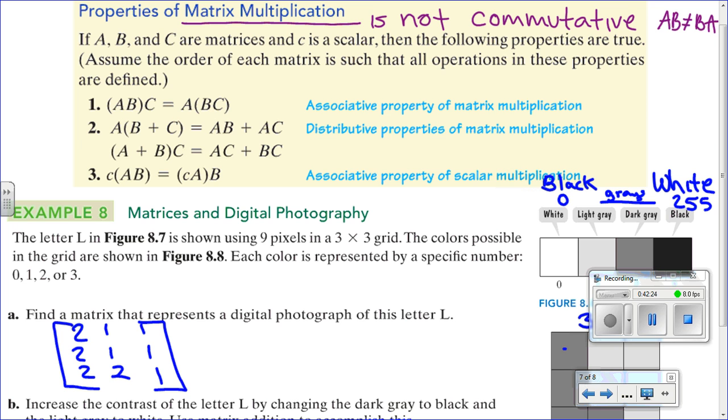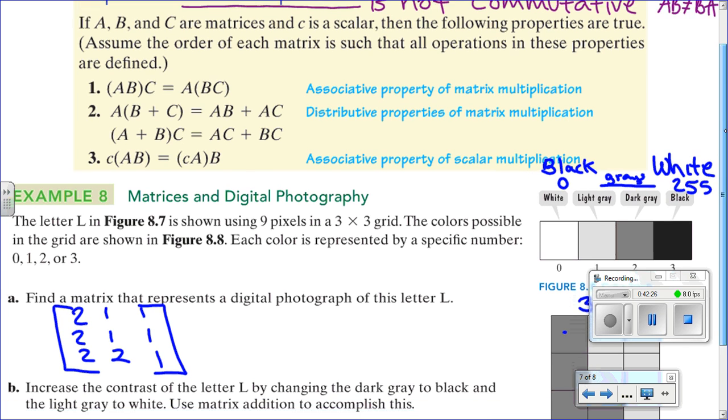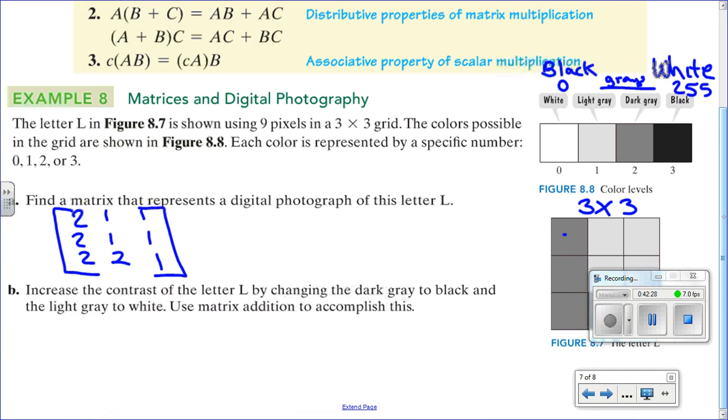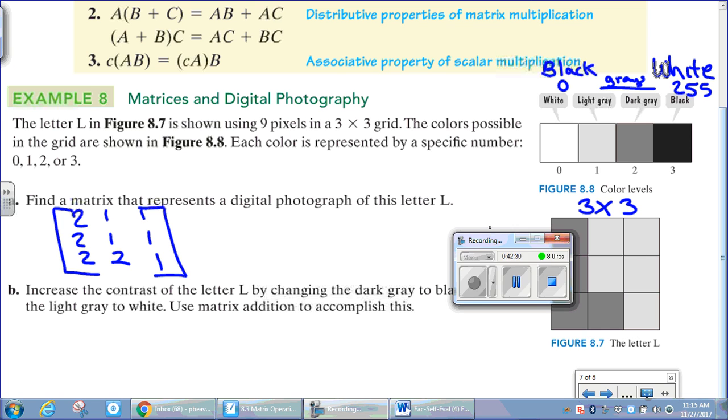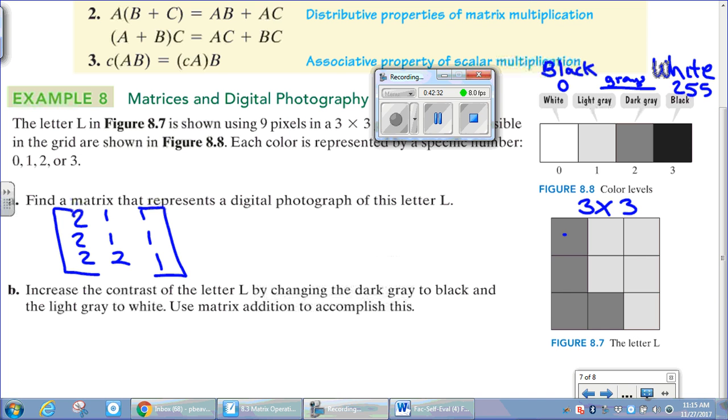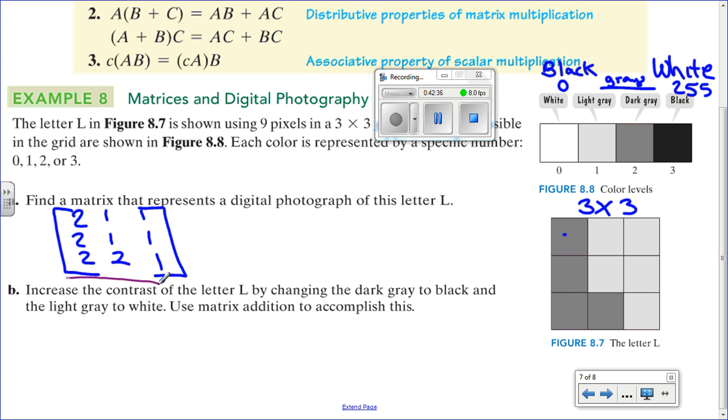Now let's answer part B to this one. We already have the matrix, remember? The light gray and dark gray. What we're going to do here is increase the contrast. So what does that mean? It means that the dark gray will get darker. So it's going to go to black.